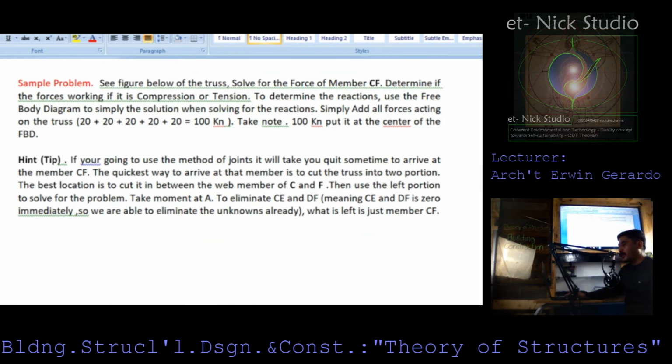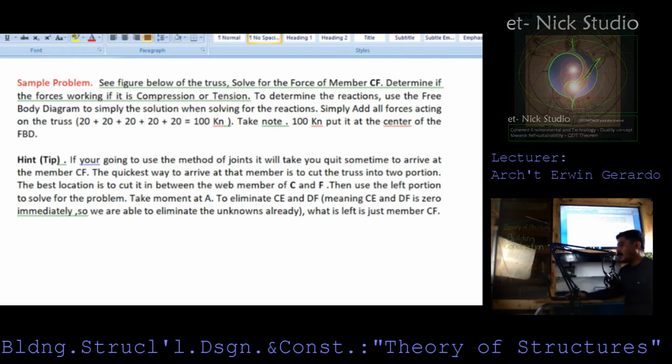Let us discuss here a sample problem. So you will see here the truss below. You need to solve for the force of member CF. Determine if the force is working in compression or tension. To determine the reactions, use the free body diagram to simplify the solution when solving for the reaction.